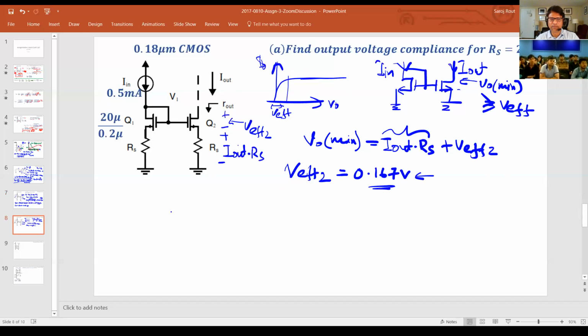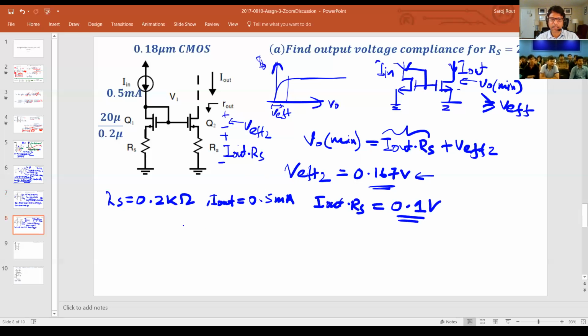Now with this new one, let's calculate with that 0.5 milliamp, and so for example, RS is 0.2 kilo ohms, which is 200 ohms, and I out is 0.5 milliamps. So I out times RS is equal to 5 times 2, that's 0.1 volts.